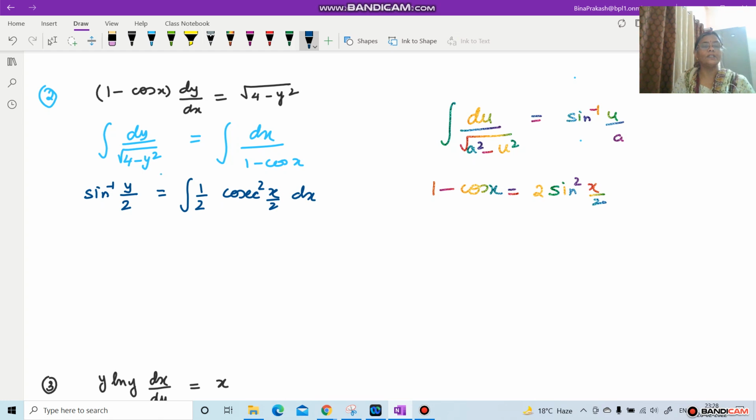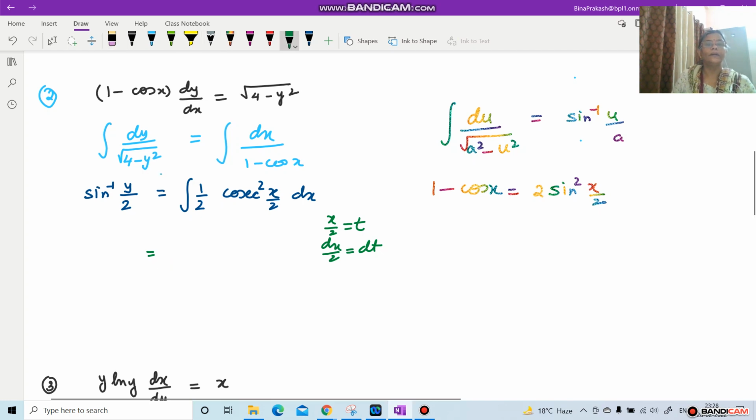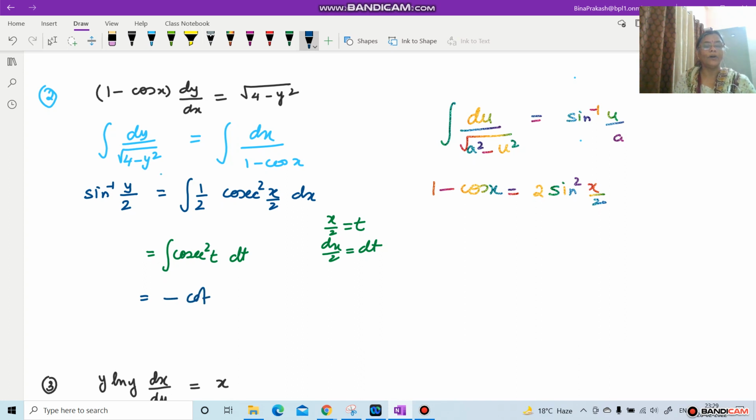So the integration is of cosec square x on 2. Now how is cosec square x on 2 integrated? Before taking it up, we'll have to rewrite this x on 2. It's a composite function. We take x on 2 as t, so we get dx on 2 as dt. So this expression changes to the integration of cosec square t dt. The integration of cosec square t is nothing but minus cot t.